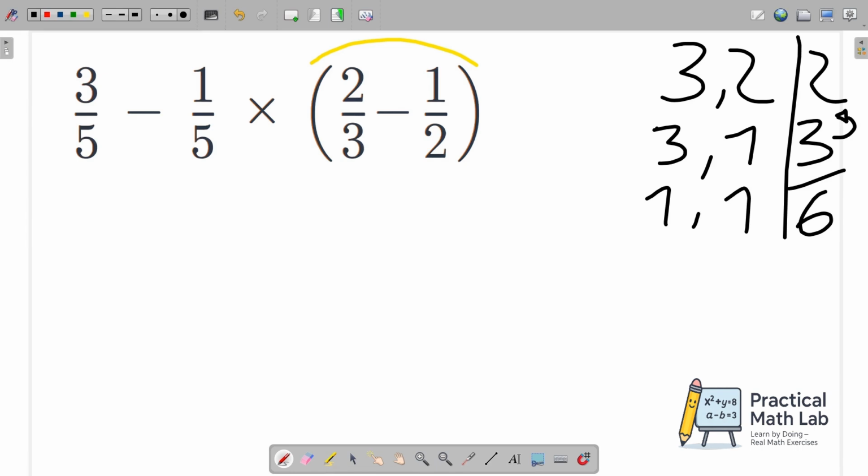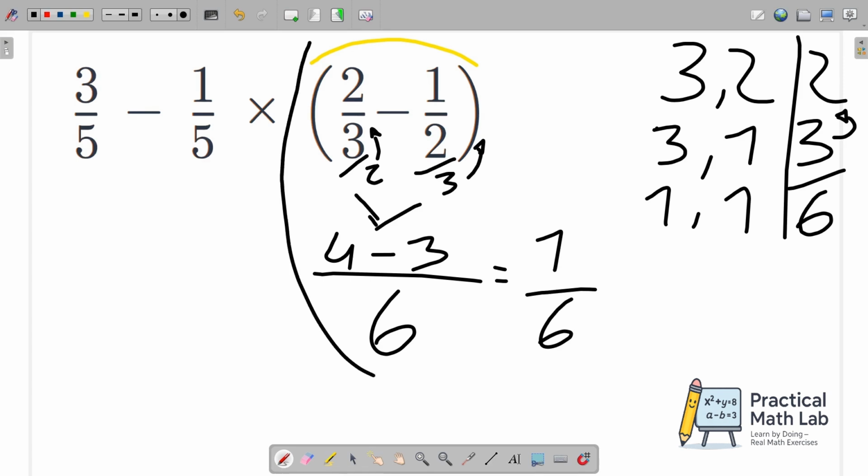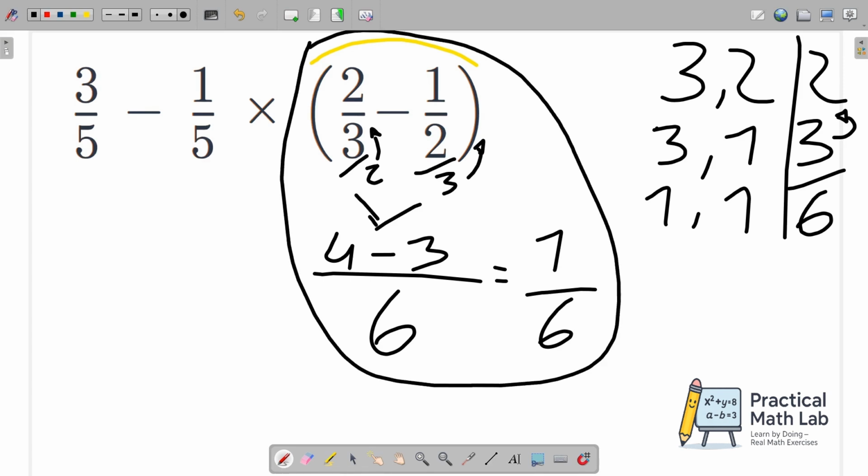So now, let's think about this for a moment. 6 divided by 3 is equal to 2. 2 times 2 is 4. 6 divided by 2 is 3. 3 times 1 is 3. So here it will be 4 minus 3, which is 1. 1 over 6. So this subtraction gave us 1 over 6. All right, let's keep going.